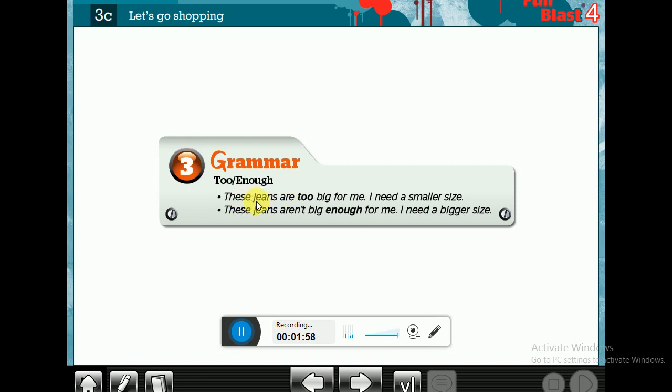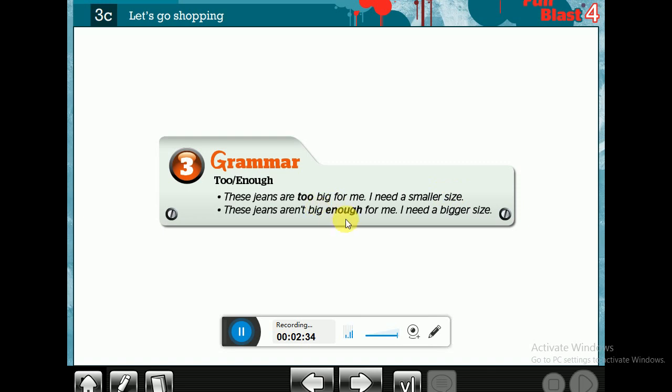So, these jeans are too big. Where is the place of too? Before the adjective. So I can say these jeans are too big for me. Another thing, too big, what does it mean? It means that these jeans are not suitable for me. So, we use too to support and assist the negative meaning of the adjective. I need a smaller one.